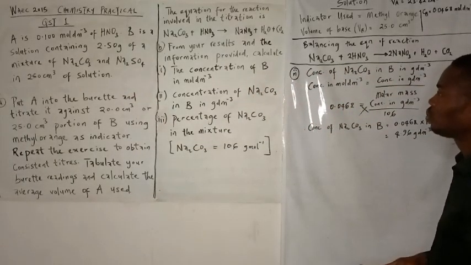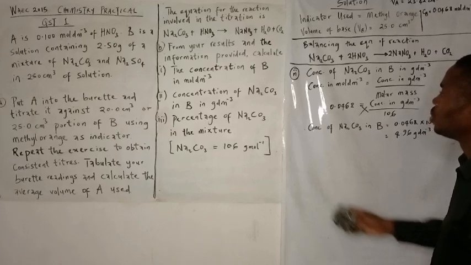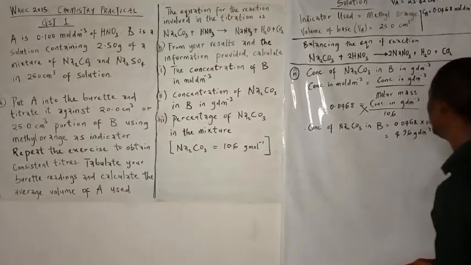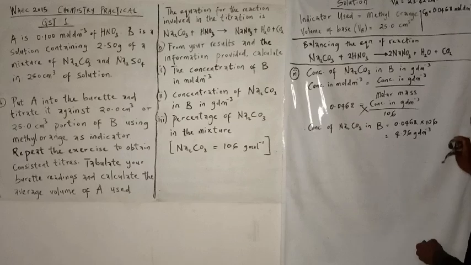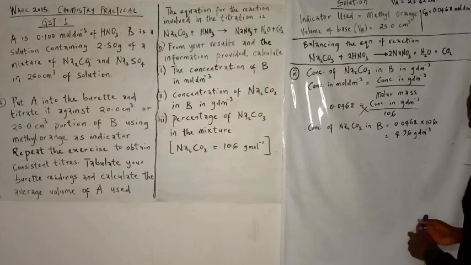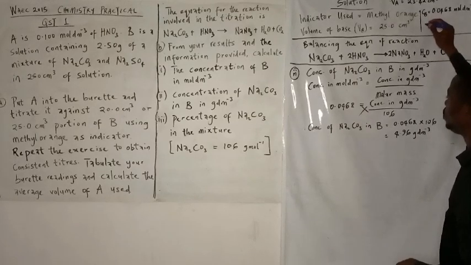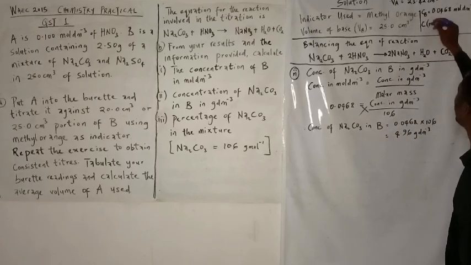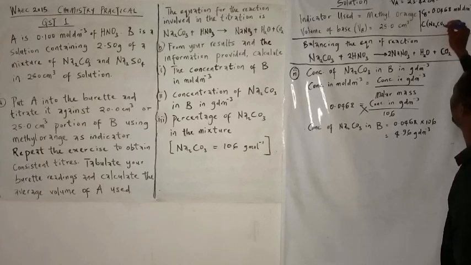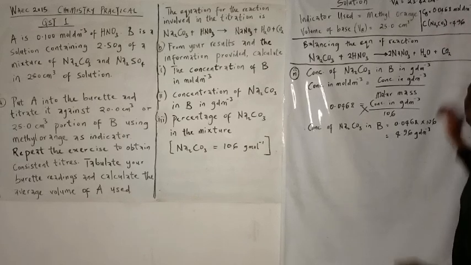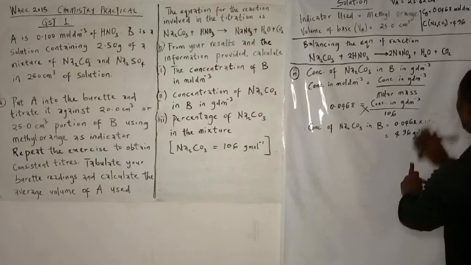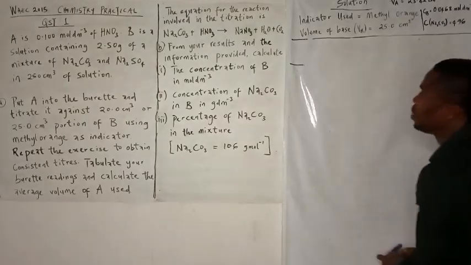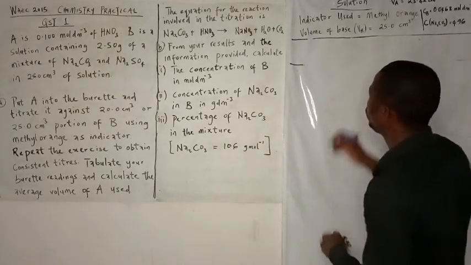Now the next question is the percentage of sodium trioxocarbonate(IV) in the mixture. So I will need to take this. Let me write this other one down. The concentration in gram per dm cube of sodium trioxocarbonate(IV) will give us 4.96. Let me just leave it there. And then now the percentage of this in the mixture.